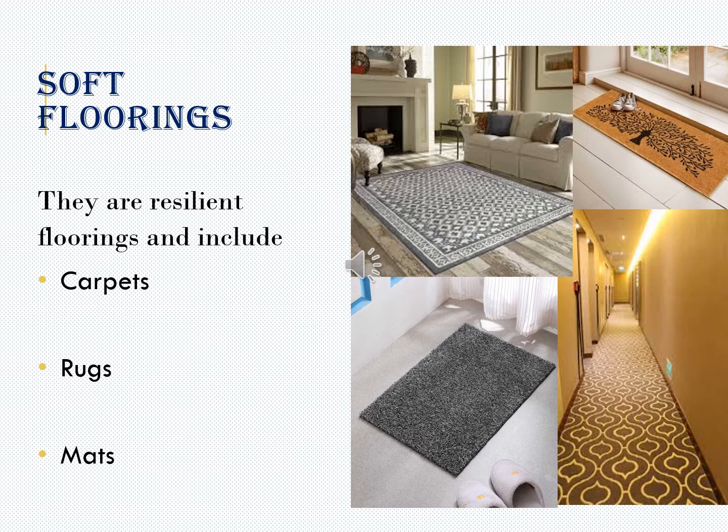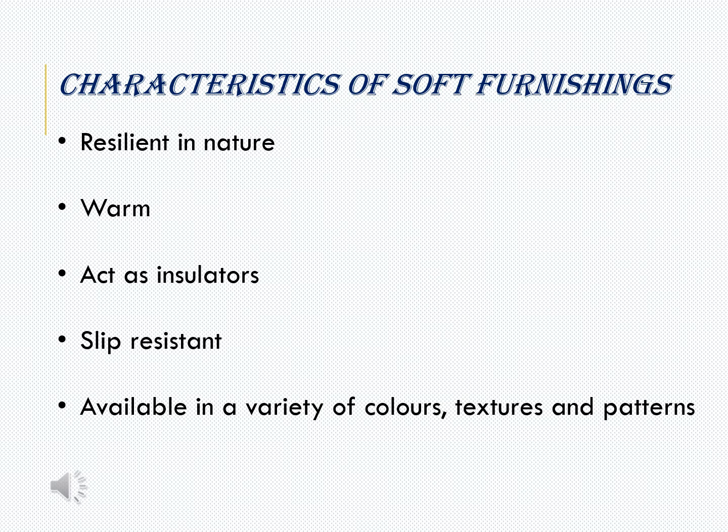Carpets are used extensively because of their attractive appearance, safety factor, warmth and sound insulation. Mats and rugs may be constructed from textile fibers or harder materials. A few characteristics of soft furnishings are resilient in nature, warm, act as insulators, slip resistance, and they are available in a variety of colors, textures and patterns.